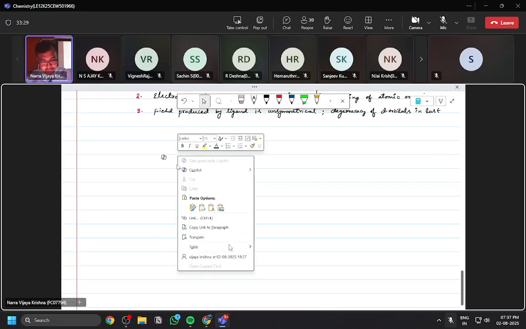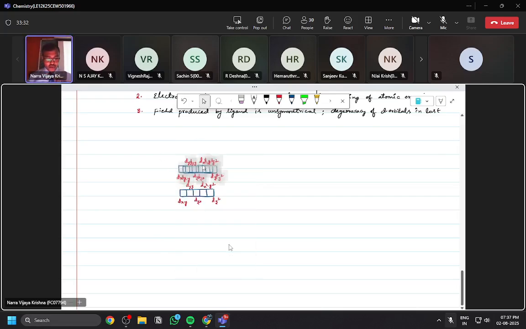Can I write like this? Will you understand what I am trying to write? When ligands are approaching, the energy of those orbitals is enhanced. Will you understand the meaning of it? Now tell me, when the energy of orbitals is enhanced, do all the orbitals remain at the same energy or have they separated now? They got separated. This is the energy of them.